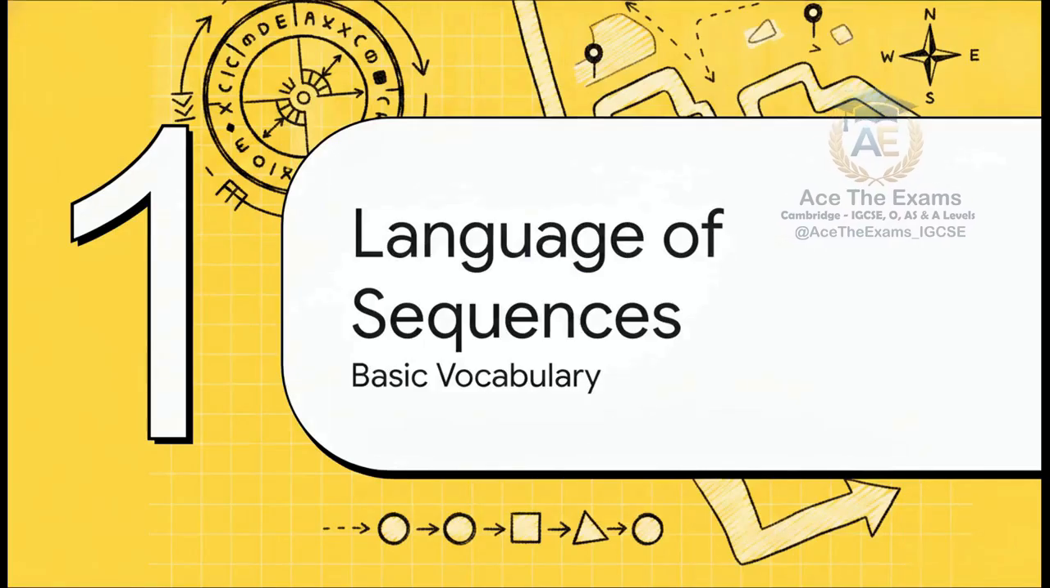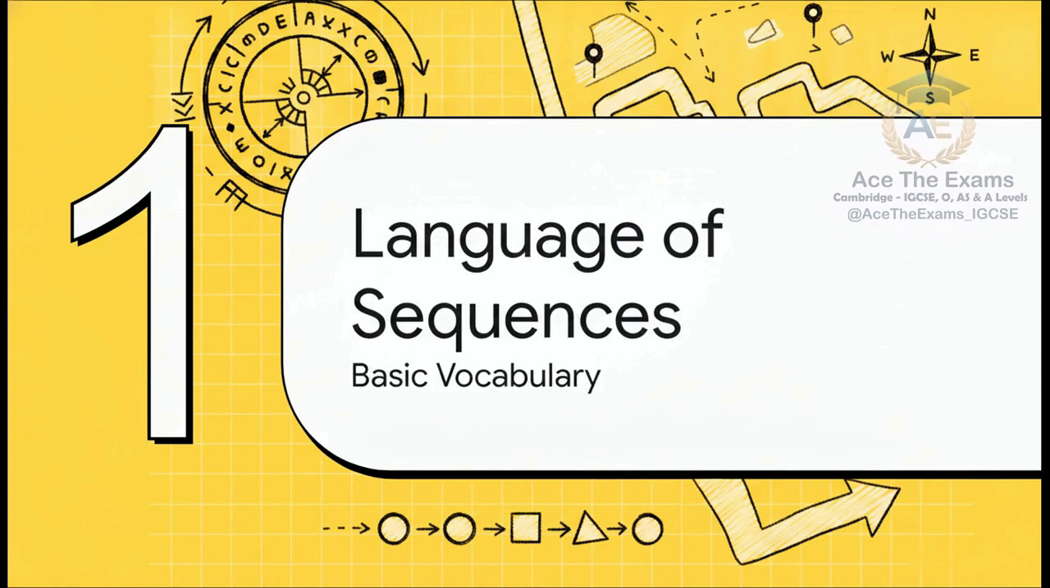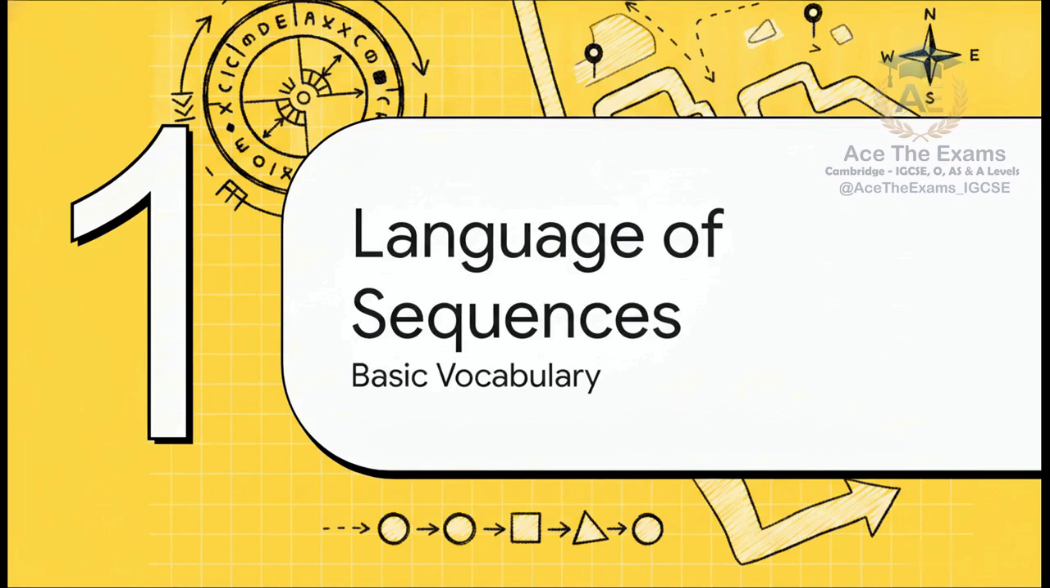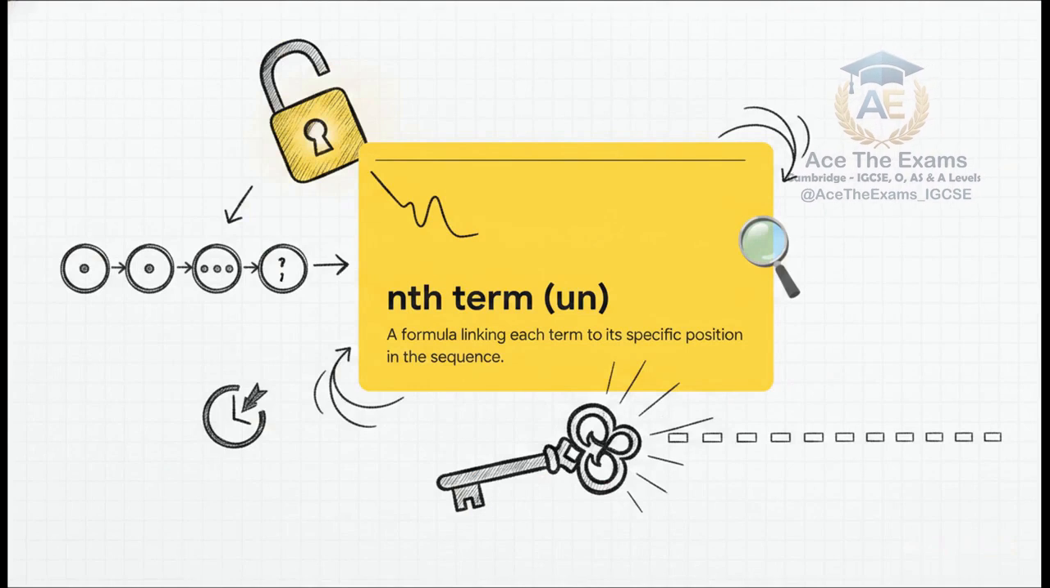Section 1. To start breaking the code, we first need to establish the basic language used to label our puzzles. Just like a map needs coordinates, a sequence needs a strict system so we know exactly which number we are talking about. Understanding the notation is your first big step.